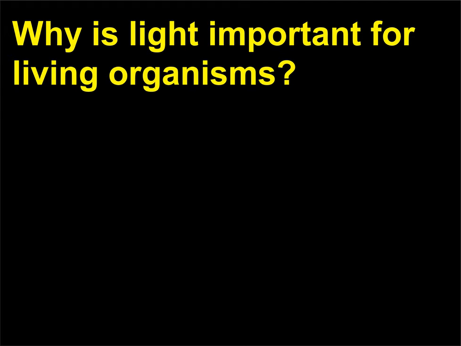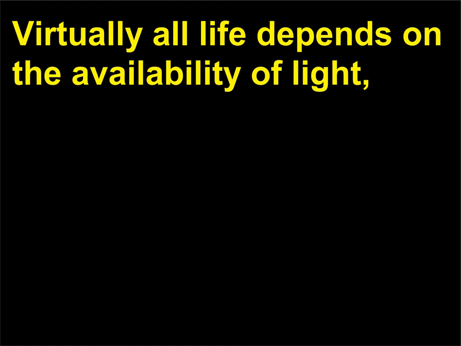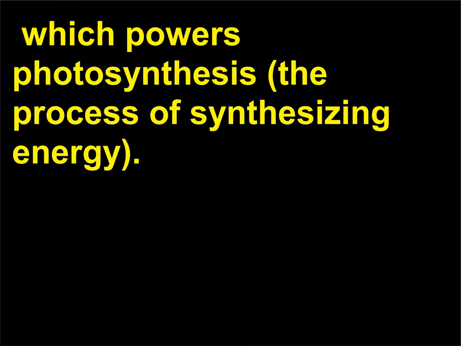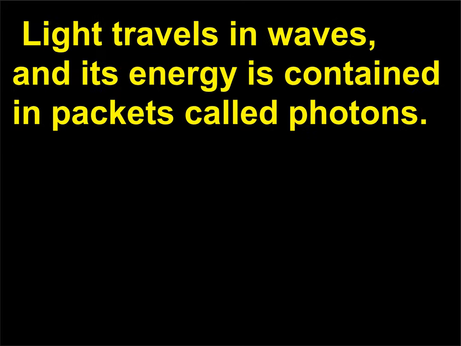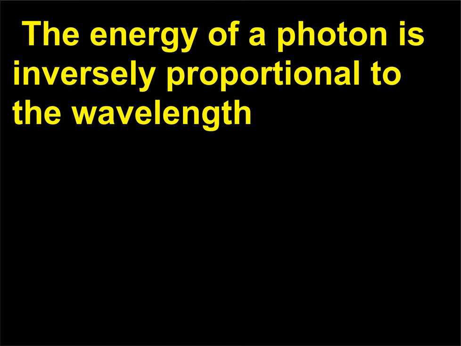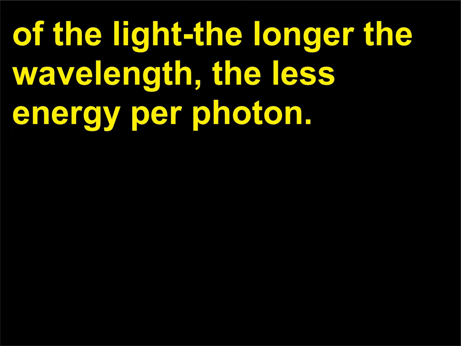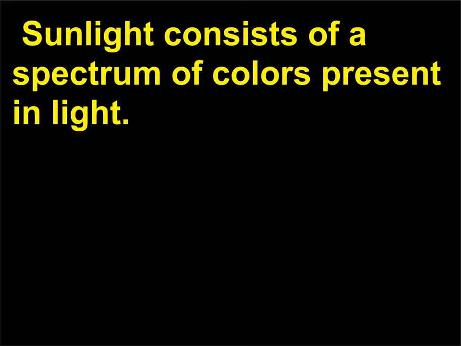Why is light important for living organisms? Virtually all life depends on the availability of light, which powers photosynthesis, the process of synthesizing energy. Light travels in waves, and its energy is contained in packets called photons. The energy of a photon is inversely proportional to the wavelength of the light. The longer the wavelength, the less energy per photon. Sunlight consists of a spectrum of colors present in light.